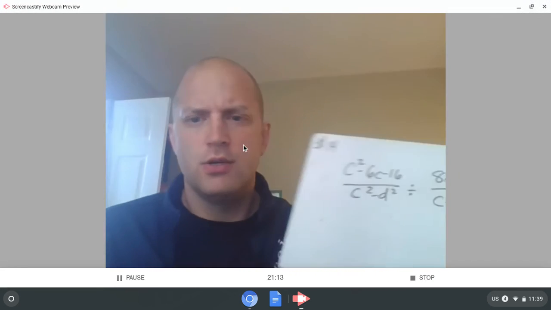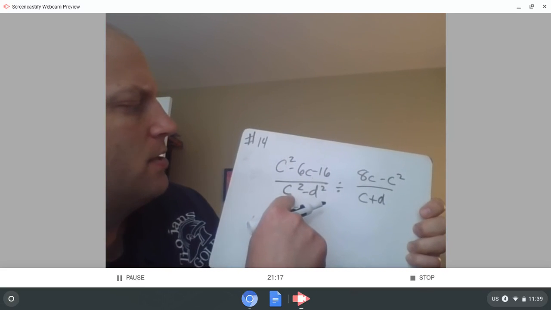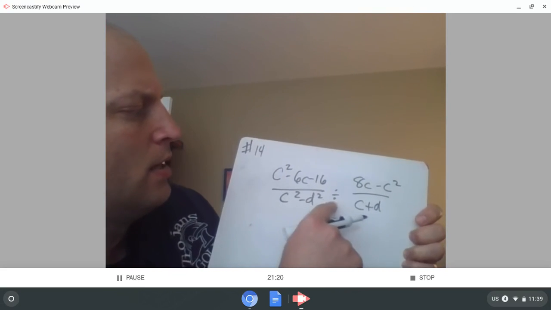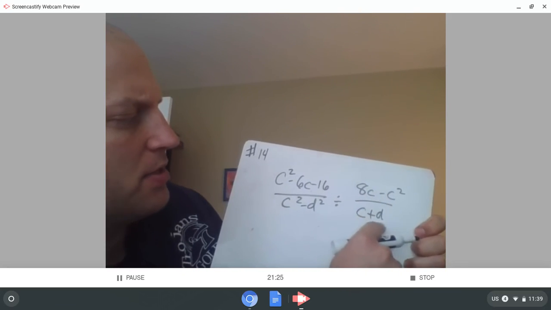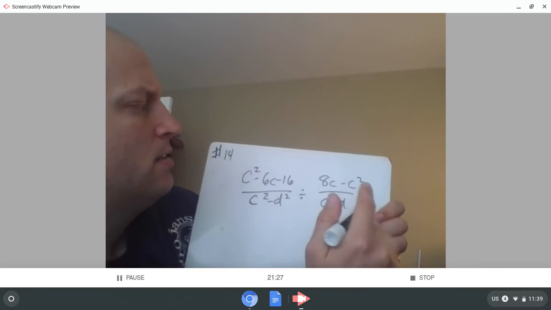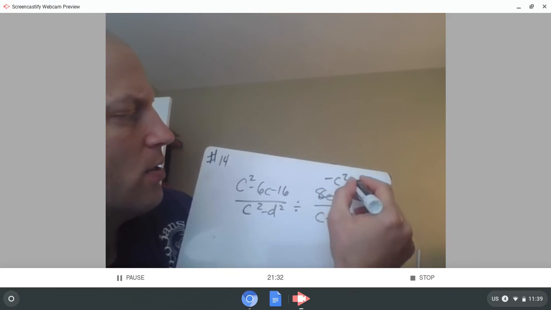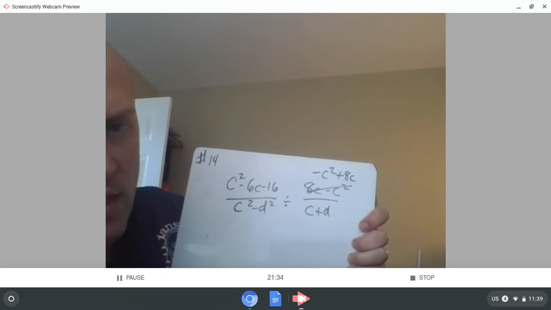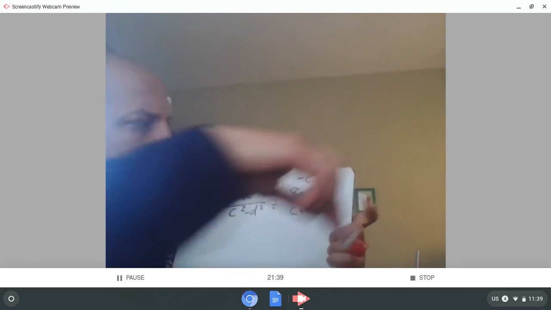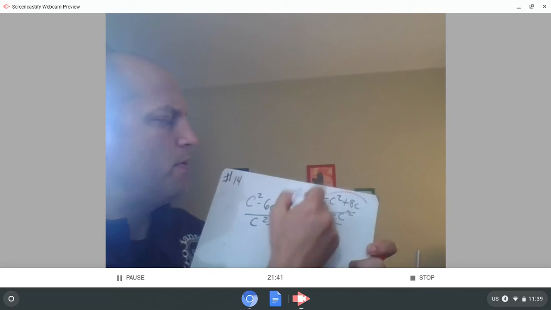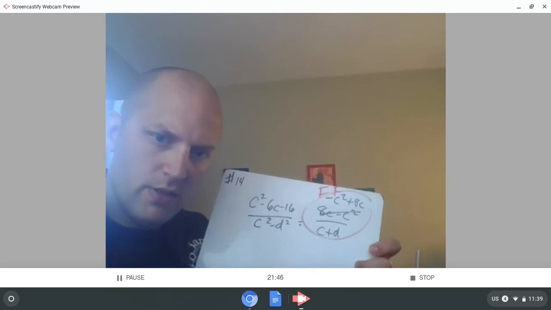Okay. So I've got c squared minus 6c minus 16. I have c squared minus d squared divided by 8c minus c squared, and I have c plus d. Okay. The first thing is, I don't like how that one's written, so I'm going to rewrite that as negative c squared plus 8c, because I know that's that additive inverse again, so I'm going to be able to take out a negative. Okay, so let's go ahead and flip and factor. I'm flipping and factoring this guy, and I'm going to factor this one.